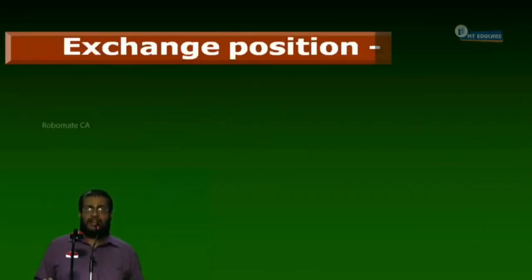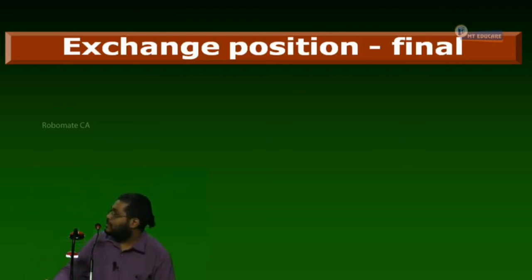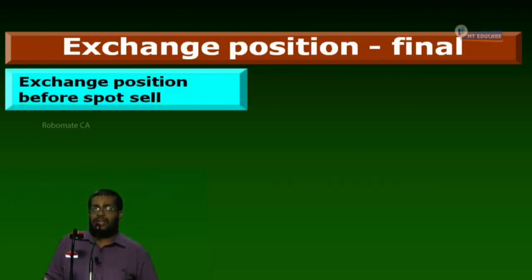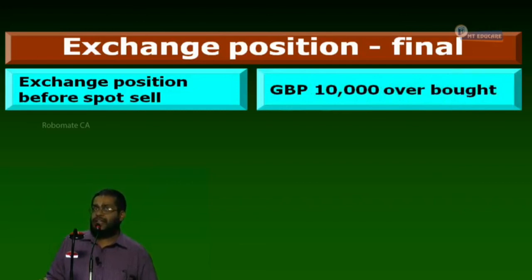Next slide, you can just continue to the next page. Exchange position final. Underline that. Now, what is the current exchange position? Exchange position before spot sell. How much do we have? Great Britain pound 10,000 overbought. The numbers are in thousands now. Exchange position before spot sell: Great Britain pound 10,000 overbought.